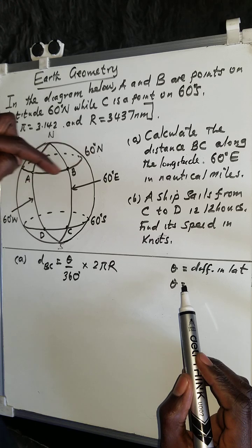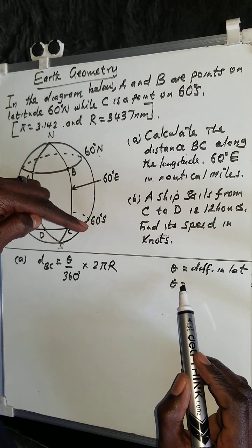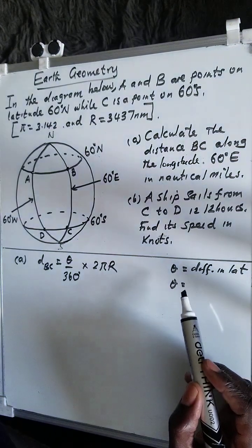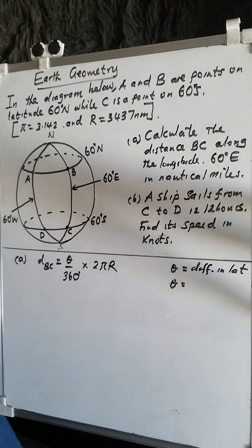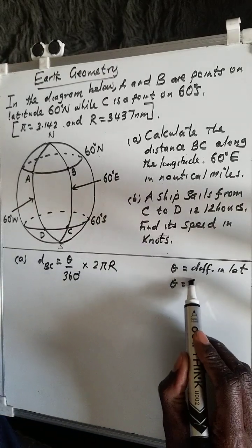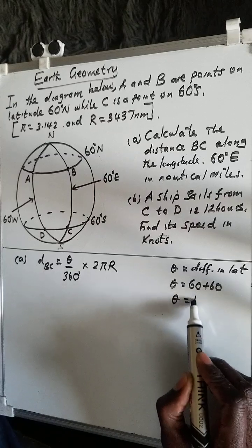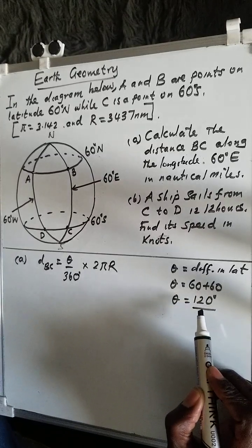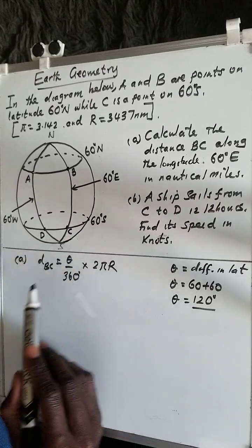B is lying on the latitude 60 degrees north and C is on the latitude 60 degrees south. If 2 points are on different sides of the Greenwich meridian or equator, what do we need to do? We simply need to add them. So that is going to be 60 plus 60. So theta is going to give me 120 degrees.